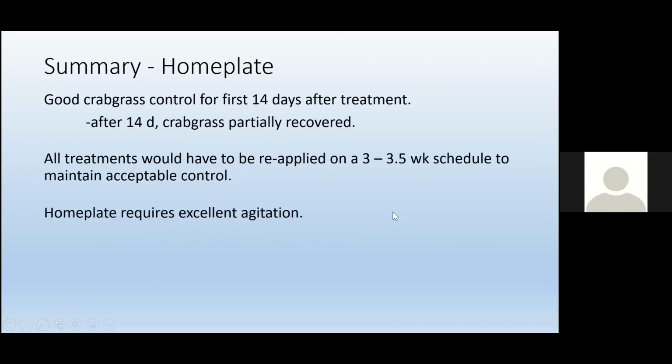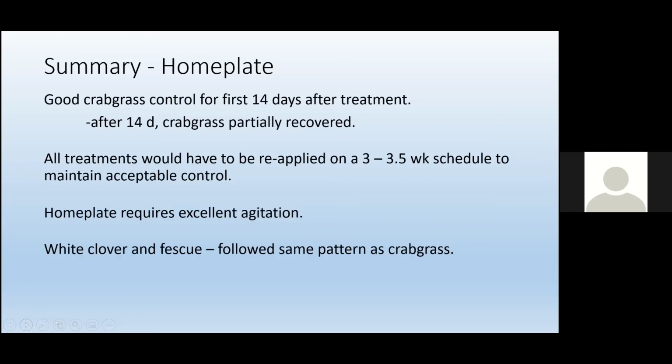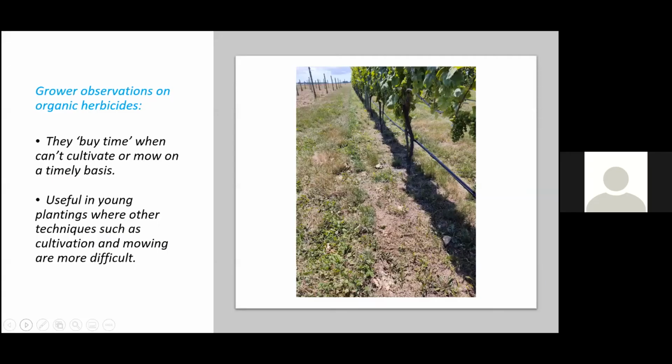Home Plate has kind of an oily formulation, and we found that it needs really, really good agitation. Otherwise, because I was spraying these with backpacks, I was getting areas where it didn't look like I sprayed herbicide at all, and that's because I was not agitating well. Something to consider. And then white clover and fescue followed the same patterns as crabgrass in this study.